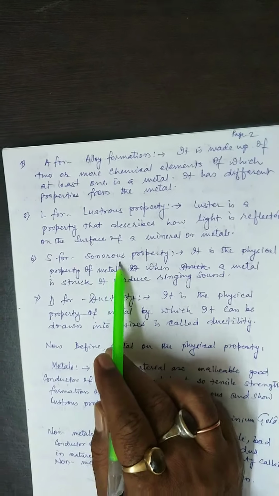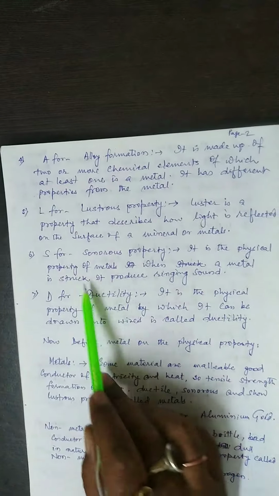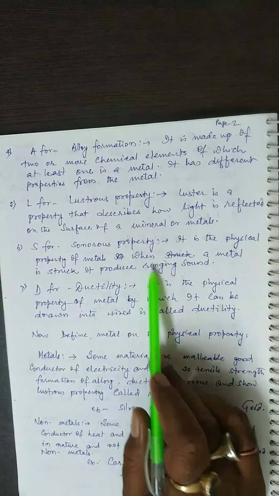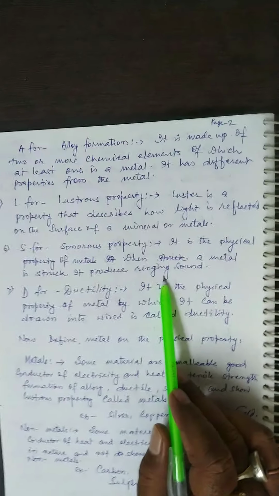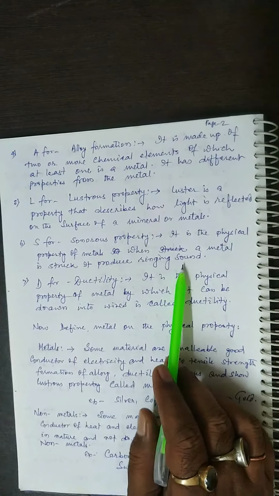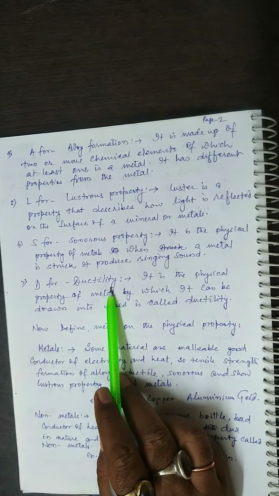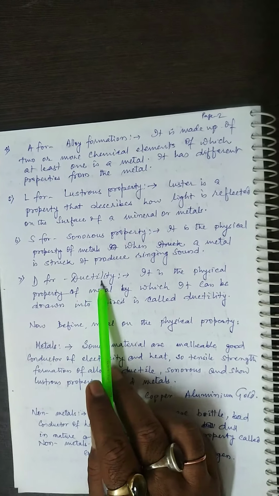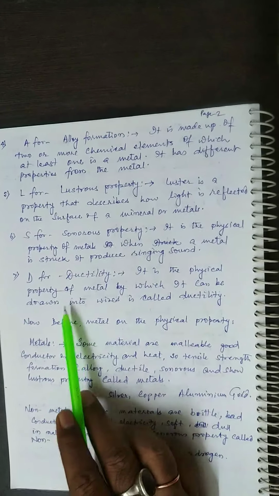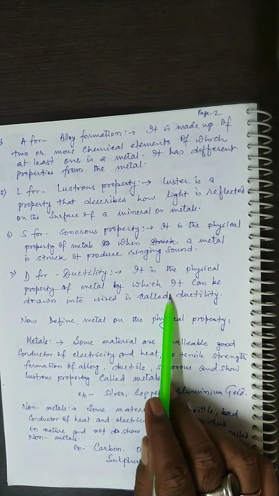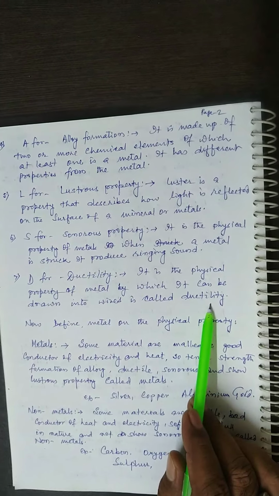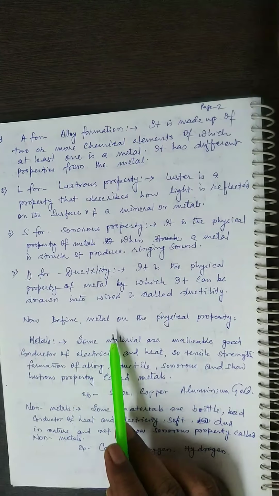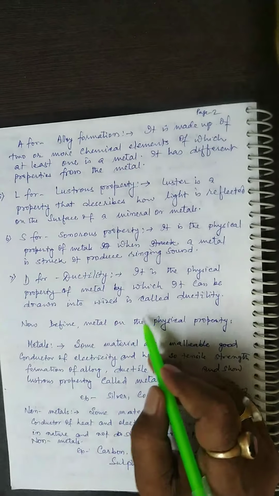S for sonorous property. It is a physical property of metals. When a metal is struck, it produces a ringing sound. D for ductility. Ductility is the physical property of metal by which it can be drawn into wires. Now define metal on the basis of physical properties.